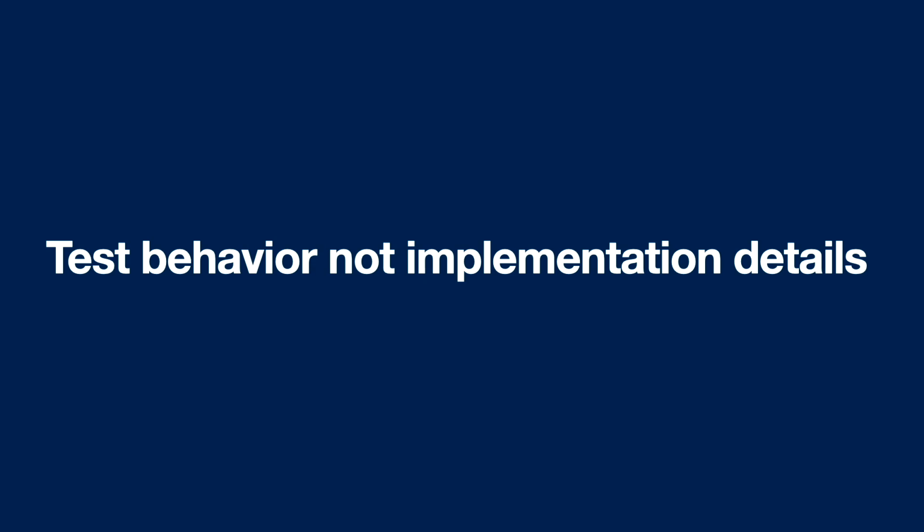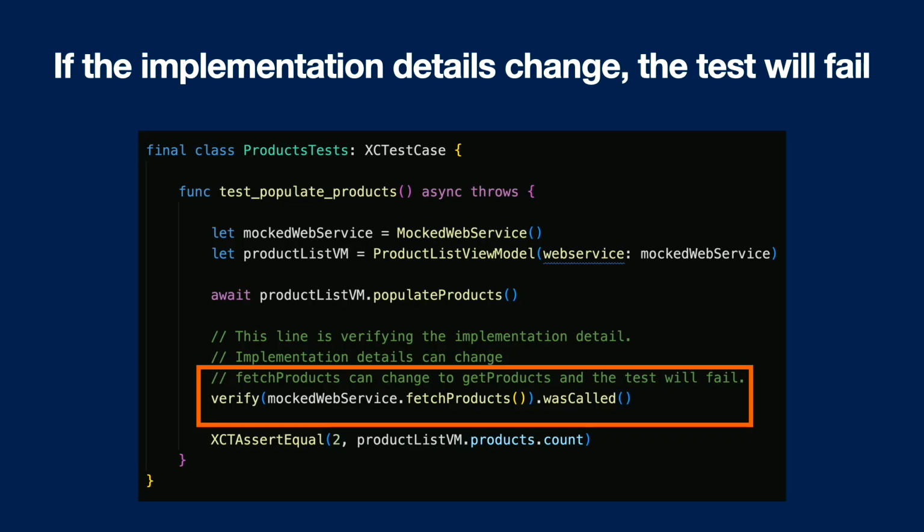Test the behavior, not the implementation details. This also means that if you're writing a test and you're refactoring and your test is breaking, that means it's not a good test. It's a bad test. Here's an example of when you're actually testing the implementation details. You should test what fetch products actually returns, but not when it was called or not.